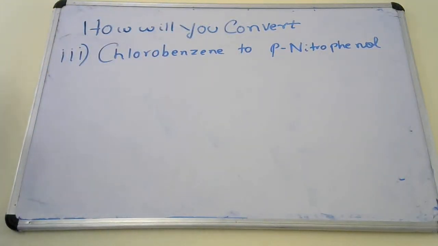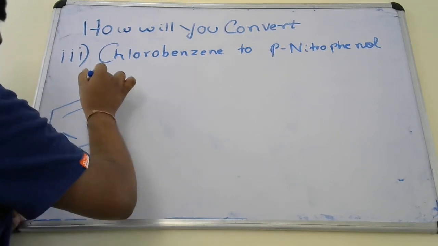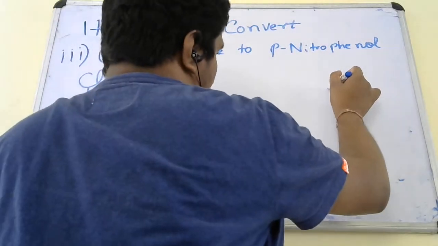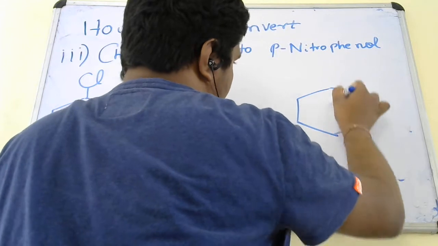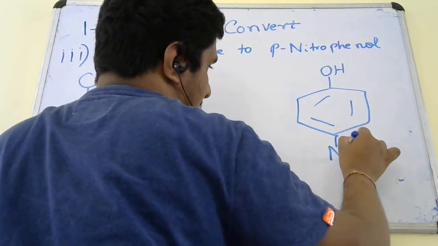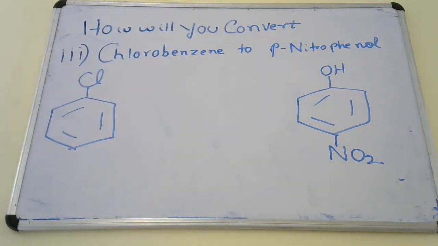First we have to write the structure of chlorobenzene, the starting reactant. From here we have to start. For p-nitrophenol, phenol is benzene with an OH group, and p-nitro means nitro at the 4th or para position. That is your p-nitrophenol on the right-hand side. Now we have to convert chlorobenzene to p-nitrophenol.